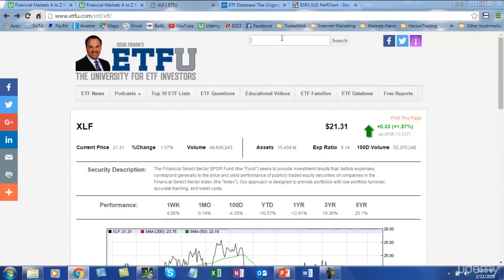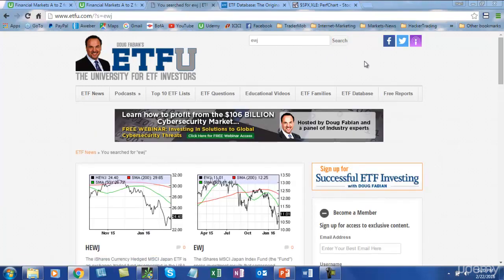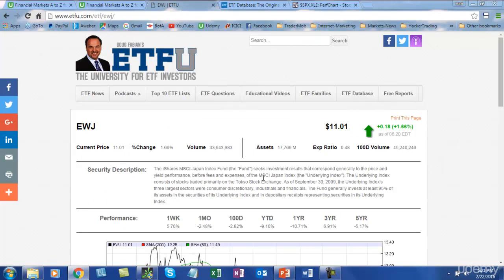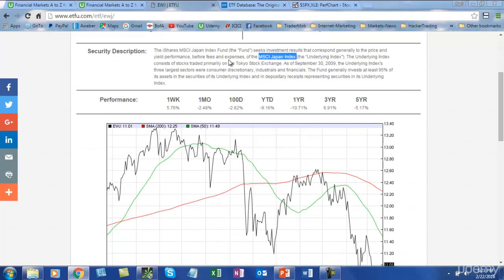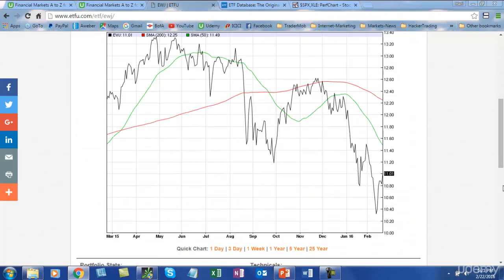So let's do EWJ. We saw examples of the financials and the commodities. Here is a country ETF. It tracks the Morgan Stanley Japan index. Okay, so that's the underlying index. Whatever that index has, this ETF is going to track it.